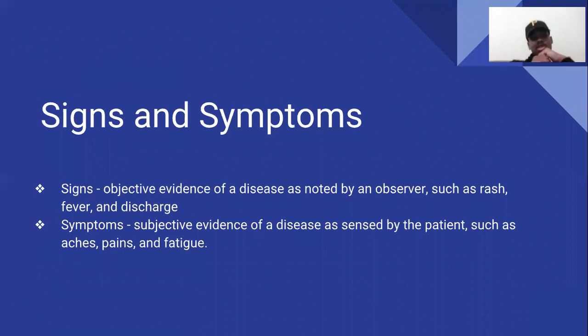Now I'm going to start touching into the signs and symptoms. To begin with, it's important to understand that there's a difference between signs and symptoms. Signs are objective evidence of a disease as noted by an observer, such as a rash or a fever. Symptoms are subjective evidence of a disease as sensed by the patient, such as aches, pains, and fatigue.